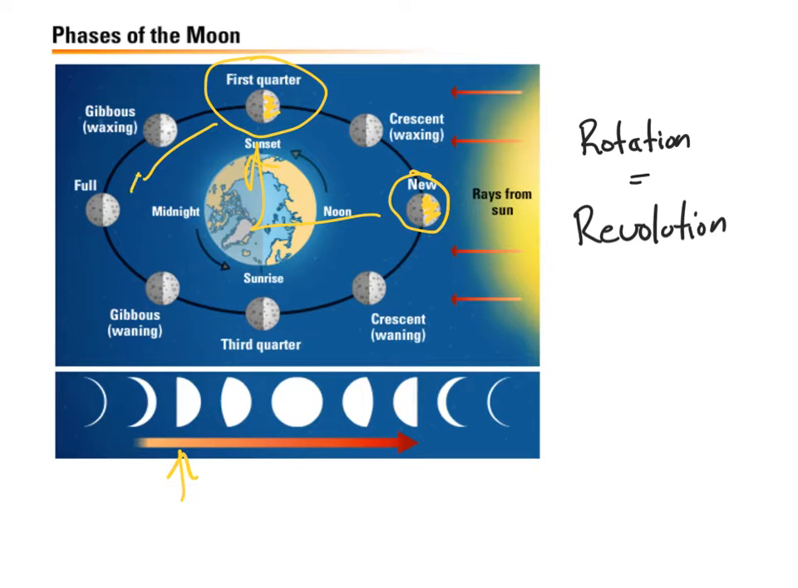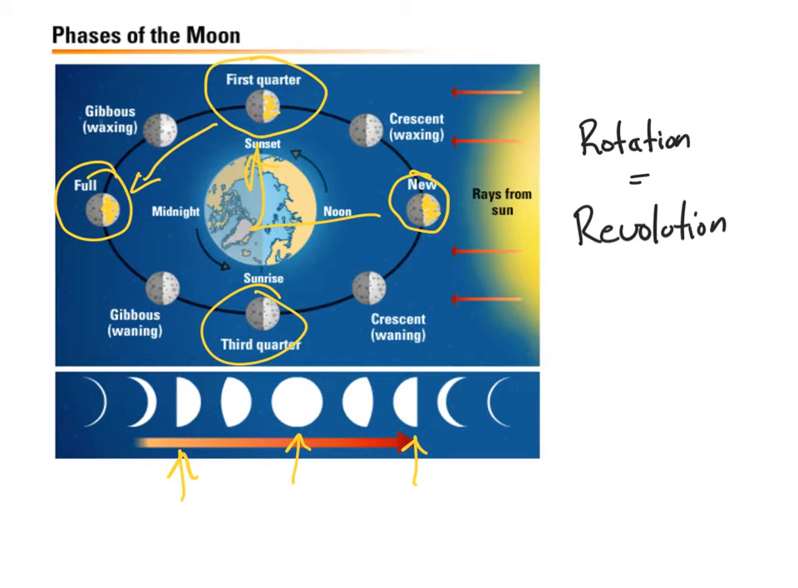We travel another week or so and we get to a full moon. Our full moon here will have the entire moon full. And that's why we call it a full moon. It's full of light reflecting from the sun. That's because the shiny side, the side that's lit up, is facing the Earth in its entirety. And if we travel around, we get to the third quarter moon over here.